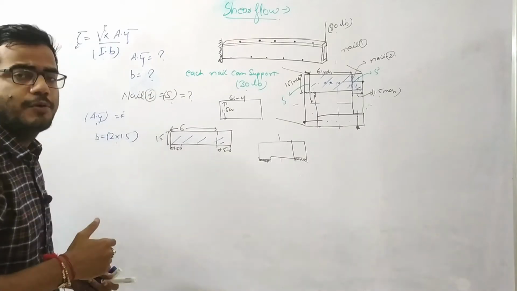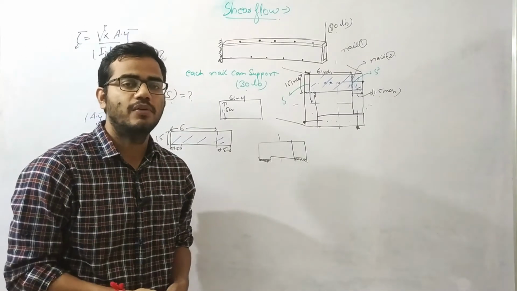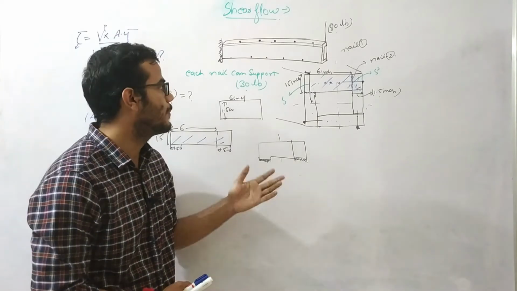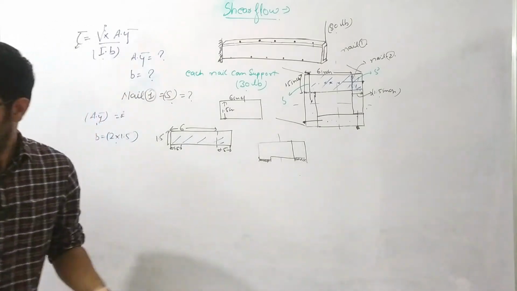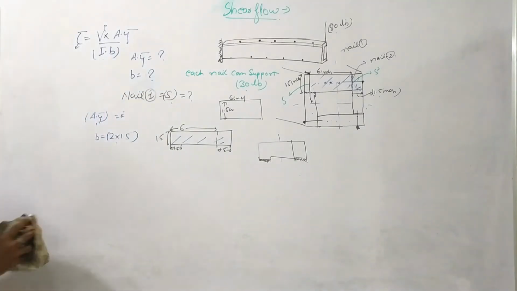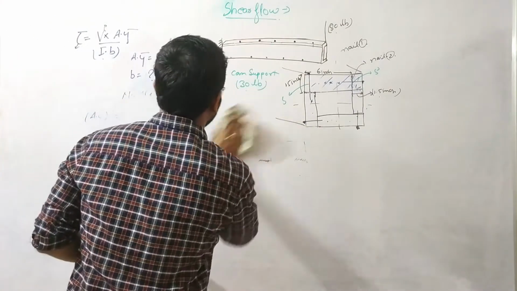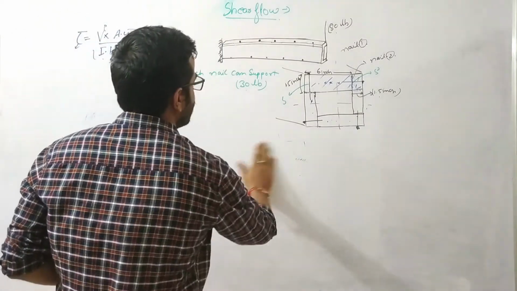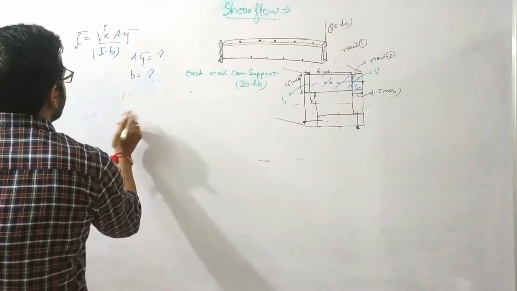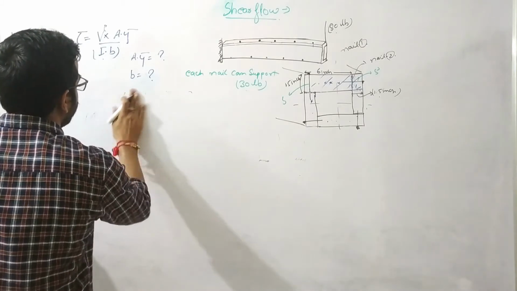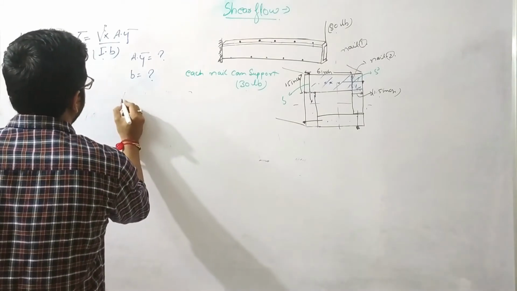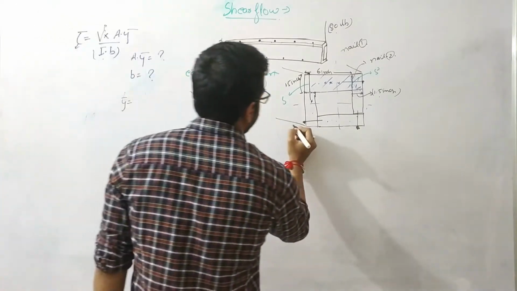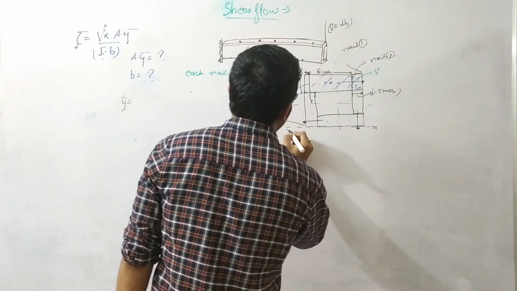Now I will calculate. First I need to calculate the Y bar, where the centroid will lie, and then I will calculate the moment of inertia. After that our problem will be easy to calculate. So first I need to calculate the moment of inertia of this beam, right? Before calculating the moment of inertia I need to calculate the centroid of the beam. I am taking this as a reference axis. This reference axis I am taking.